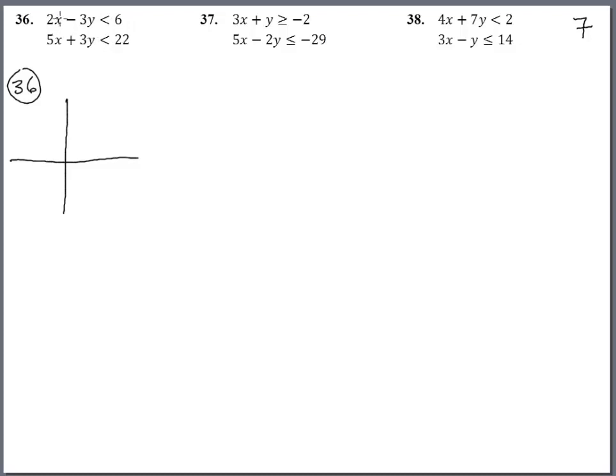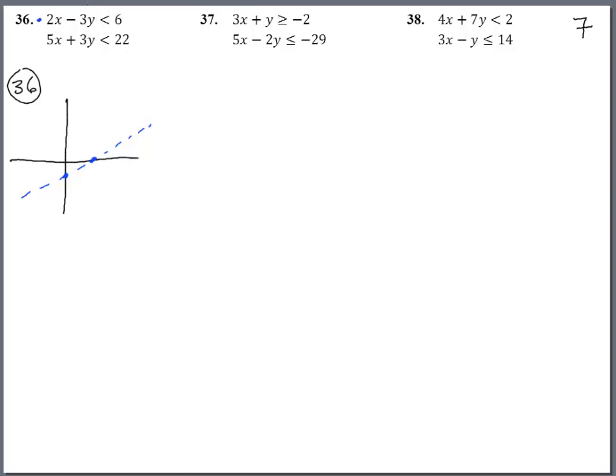I think the intercepts would be just as easy as anything. If y is 0, x would have to be 3. Let's get the right colors here, so this guy will be blue. If y is 0, x is 3. If x is 0, y has to be a negative 2. And that is a dashed line because of the inequality.